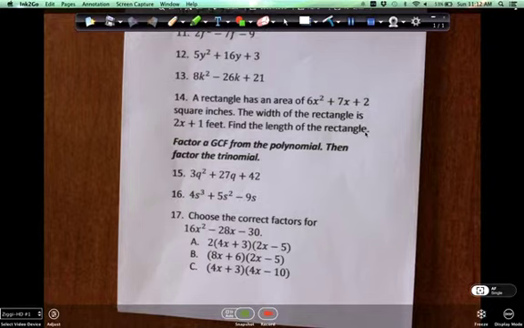Back to our review sheet again. The directions for 15 through 17 say to factor a GCF from the polynomial, then factor the trinomial. So here we're just adding one more step, but we're doing the exact same thing that we've been doing all along. We're going to factor out a GCF first, then we're going to factor the trinomial by multiplying the first and last term and then grouping. So for the purpose of this review video, I am going to go ahead and do number 16.